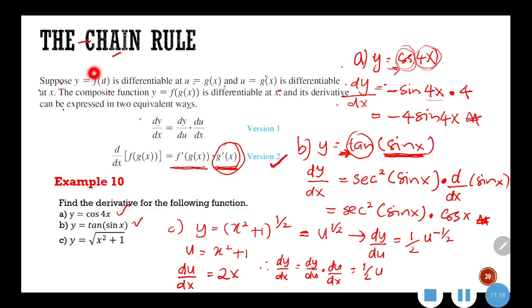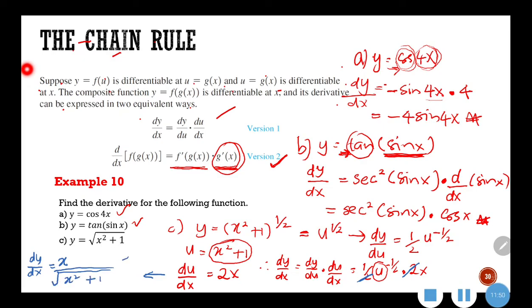half u kuasa negatif setengah darab dengan 2x. Tapi remember, tak bolehlah tinggal u macam ni. You have to replace back your u with x square plus 1. So I write the final answer here, yang ni dengan yang ni boleh cancel kan? Half and half here you can cancel. You have 1 over, because kuasa negatif setengah, so square root kat bawah, x square plus 1. There you go. That is the answer for the C.